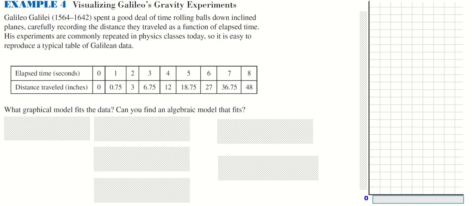Galileo spent a good deal of time rolling balls down inclined planes, like ramps, carefully recording the distance they traveled as a function of elapsed time. His experiments are commonly repeated in physics classes today, so it is easy to reproduce the typical data of Galilean data. So here's a table of data. What graphical model fits the data? Can you find an algebraic model? So what graphical model fits the data?